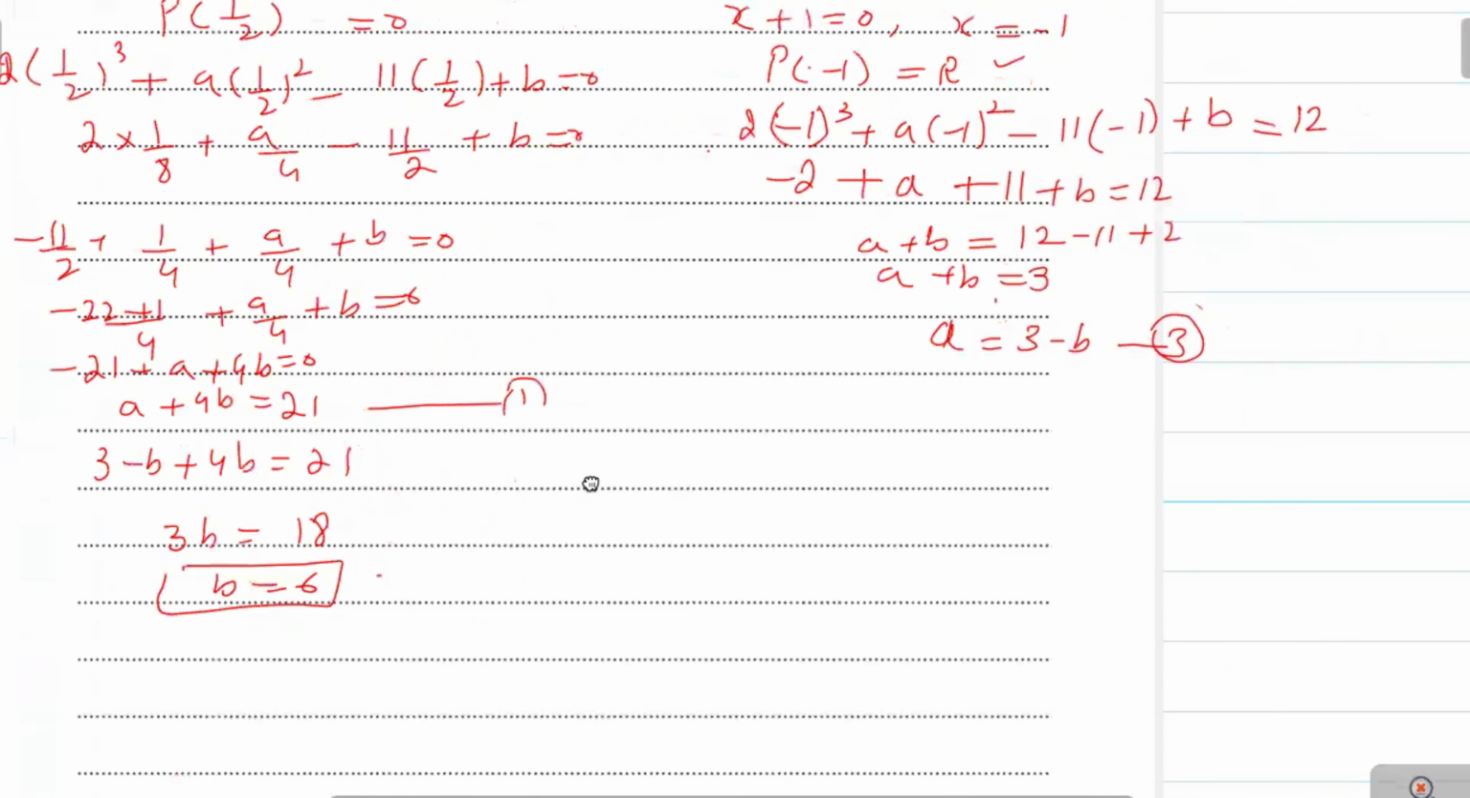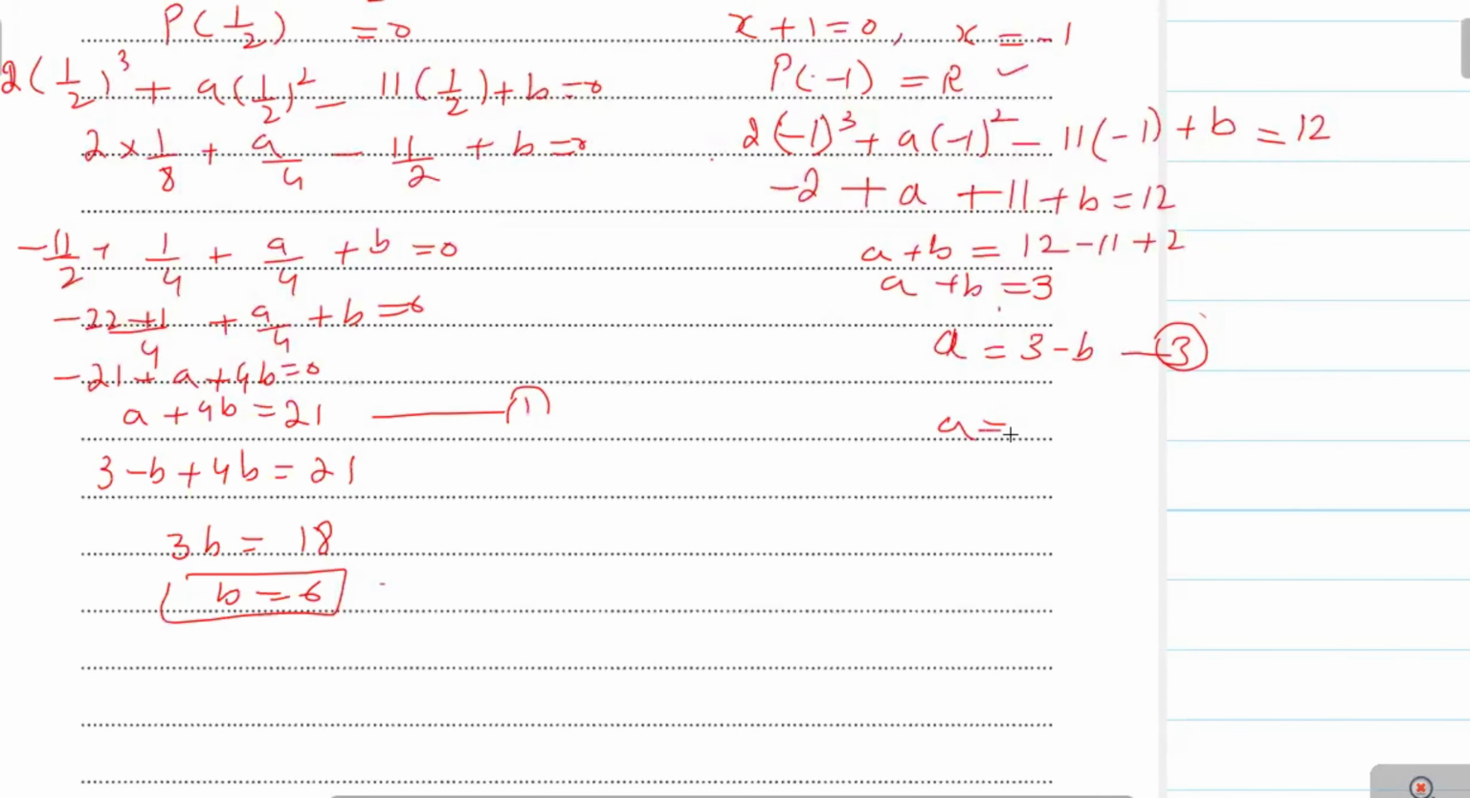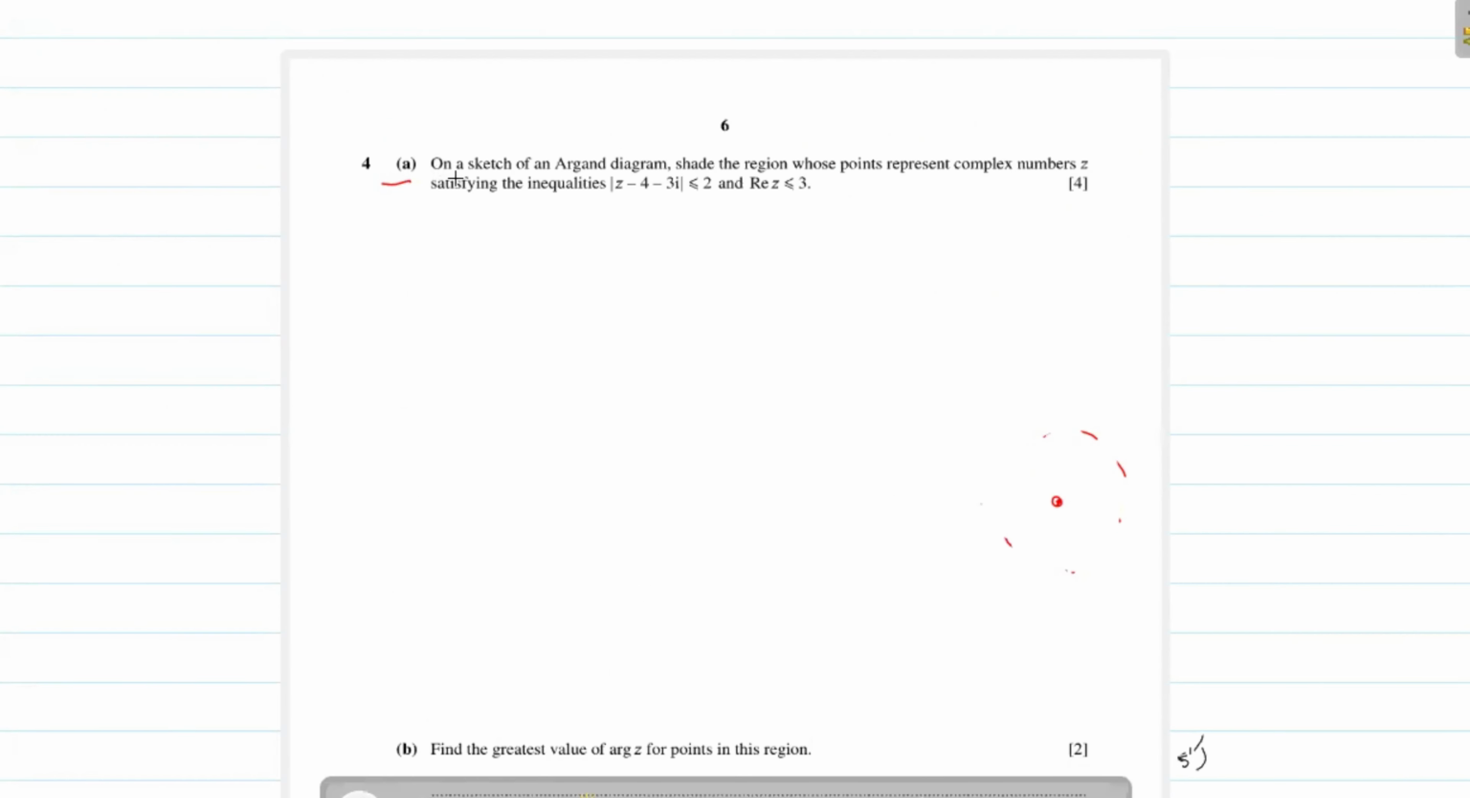We can write here a is equal to 3 minus 6. That will be equal to minus 3. This is the answer.